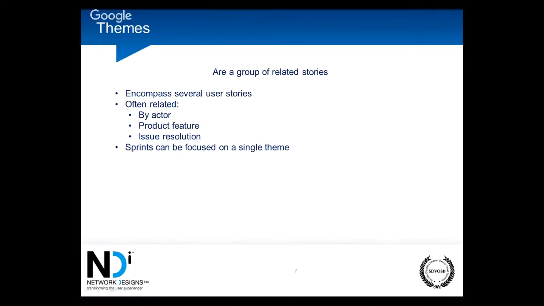You could pull up a theme, mobile users, and every story that relates to doing anything on your product from the mobile user's perspective, so tablets or the new flip-top laptops that look like a tablet, or your cell phones, any of those are going to be your mobile users. That's all one theme, and that would cross over multiple user stories. It certainly could cross over multiple epics. So a theme is just another way of grouping.